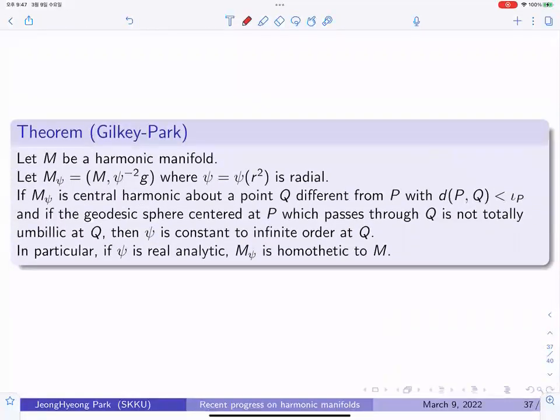Now, let M be a harmonic manifold. The harmonic manifold is Einstein, remember? M_psi is the deformed metric, and psi is radial. Suppose M_psi is centrally harmonic about a point Q different from P, with distance less than the injectivity radius. If the geodesic sphere centered at P which passes through Q is not totally umbilic at the point Q, then psi is constant to infinite order at the point Q. In particular, the function is real analytic, then M_psi is homothetic to M. So if psi is a real analytic function, then M is a space form, and M_psi has to be a space form.